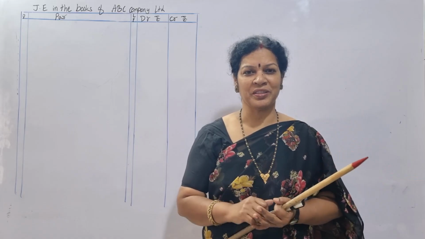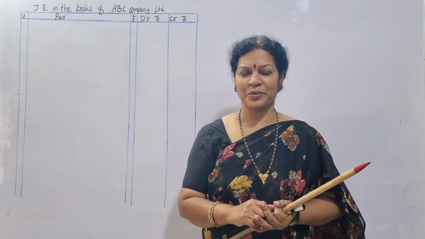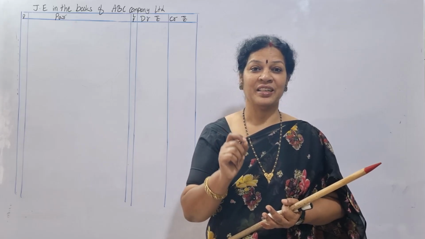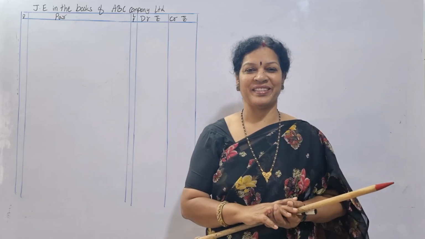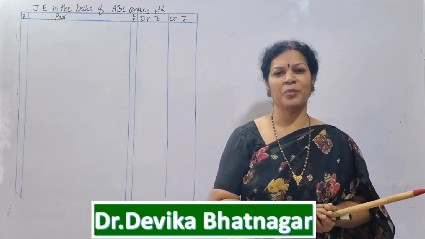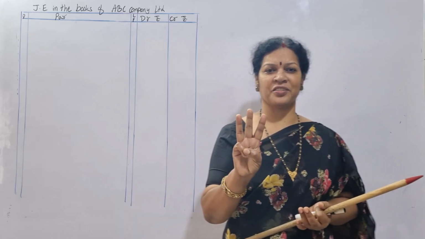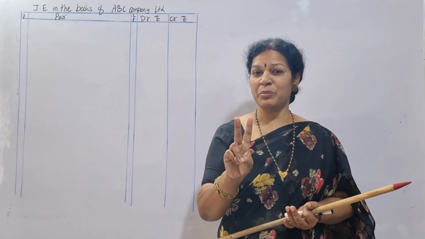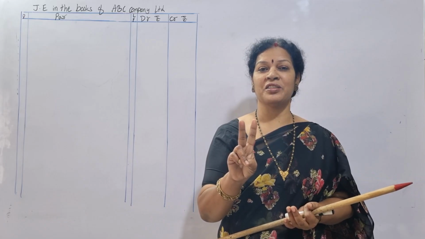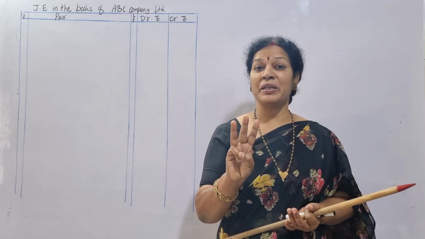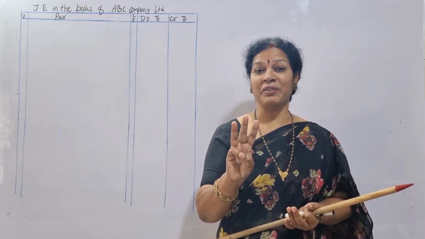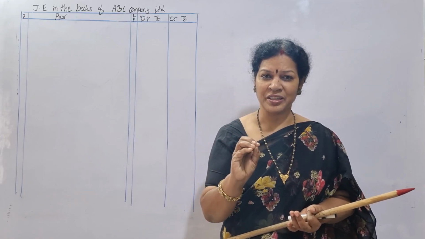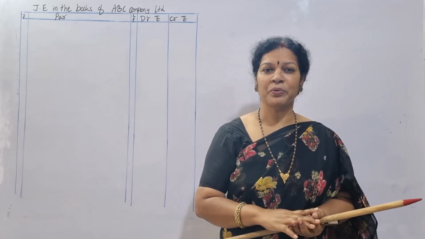Short problems we have seen in the last class. Today we'll see the acquisition of business journal entries problem. We learned journal entries. How many journal entries are there? Three journal entries. One is purchasing of business. Second one is assets and liabilities taken over by the purchasing company. Third one is making payment to the vendor. Three simple entries. Based on these three entries, we'll work out one problem.